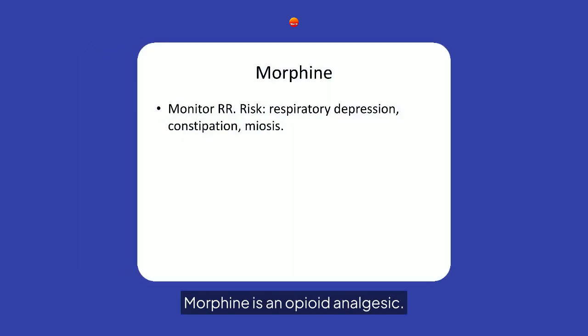Morphine is an opioid analgesic. Monitor respiratory rate closely. Risks include respiratory depression, constipation, and meiosis.